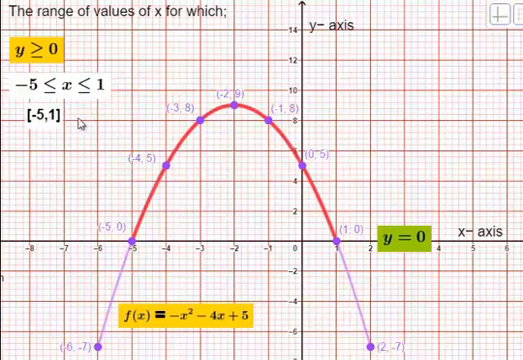And if you want to write it in the interval notation form, then because of the equal to beneath the greater than and the less than sign, we have to write close bracket -5, 1 close bracket.